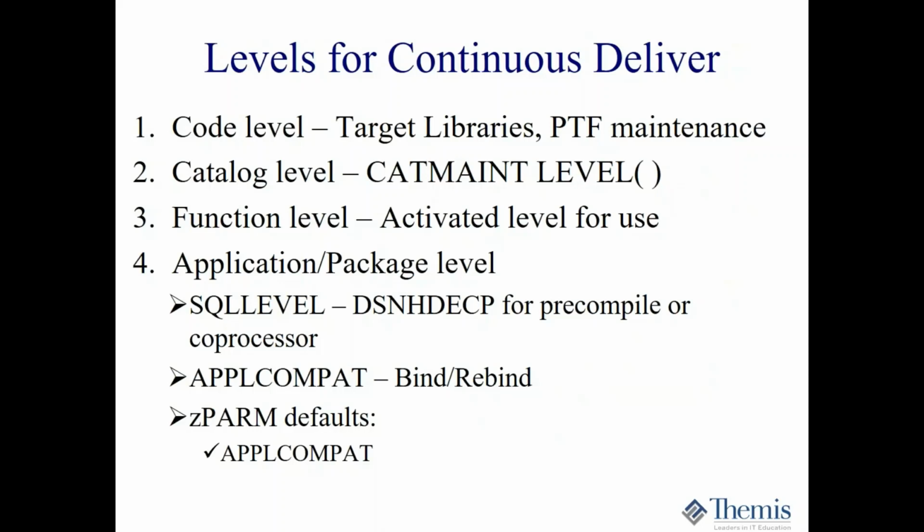Now, with continuous delivery, just as a review, remember, you have your code level. That's where I'm applying maintenance to the target libraries, doing my apply check, okay, and then accept. So my code level could be at a totally different level than the activated function level. My catalog level can be less than my code level. And my app function level I've activated can be less than my code level. And depending on the catalog level maintenance dependency, my function level could be equal to, less than, or greater than the catalog level.